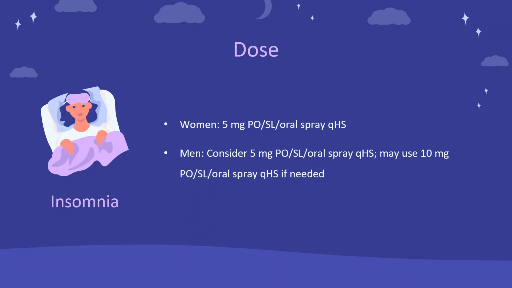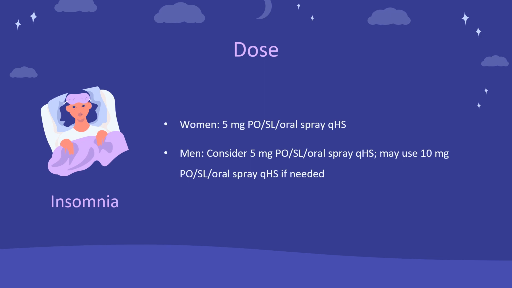Dose. Insomnia, sleep onset and maintenance. Indicated for insomnia characterized by difficulties with sleep onset and/or sleep maintenance, as measured by wake time after sleep onset. Immediate release tablet, sublingual tablet, and oral spray. Dosing for PO, Ambien SL, Edluar, and oral spray, Zolpimist. Women, 5 mg PO/SL/oral spray QHS. Men, consider 5 mg PO/SL/oral spray QHS, may use 10 mg PO/SL/oral spray QHS if needed.